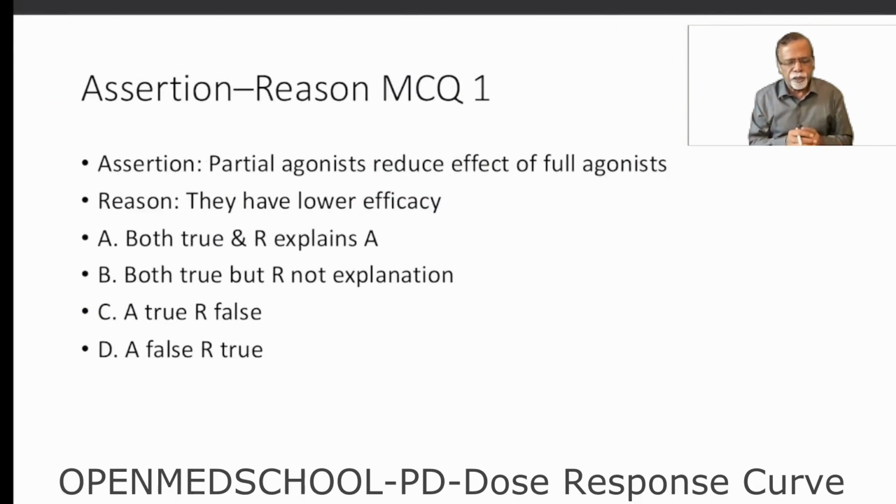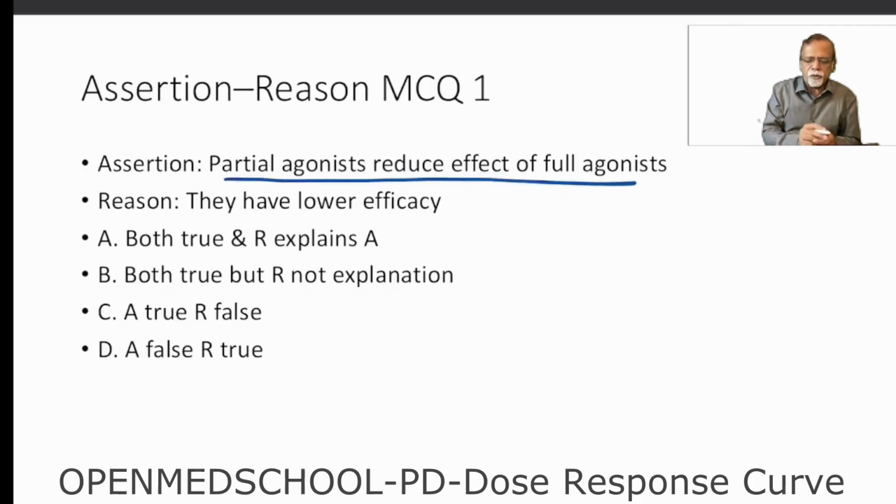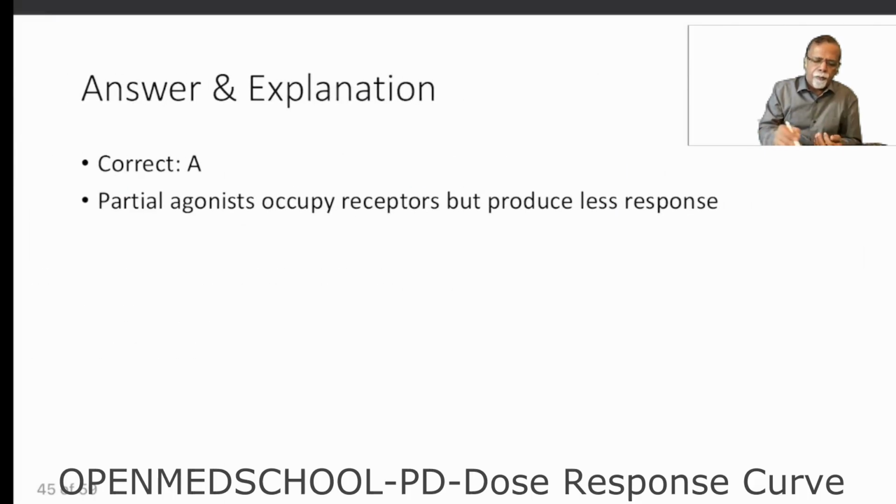Now we go to the assertion reason type MCQ. Partial agonists reduce effect of full agonists. They have lower efficacy. What about the responses? Answer is correct. Partial agonists occupy receptors but produce less response.